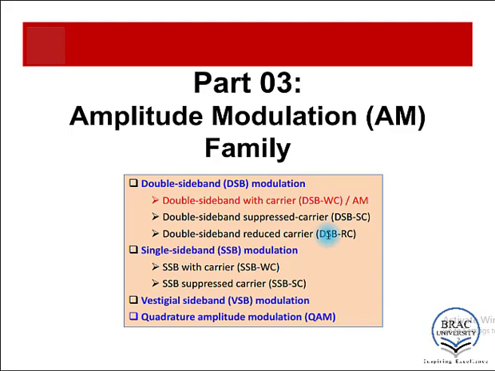Then comes single sideband modulation, or SSB. SSB can also be classified into two types like DSB: SSB with carrier, or SSB-WC, and SSB suppressed carrier, SSB-SC. The other two types of AM, which we will not cover in detail in this course, are vestigial sideband modulation, or VSB, and quadrature amplitude modulation, or QAM. I know the names might seem a bit intimidating at first, but as we talk about them in detail, things will start making more sense.